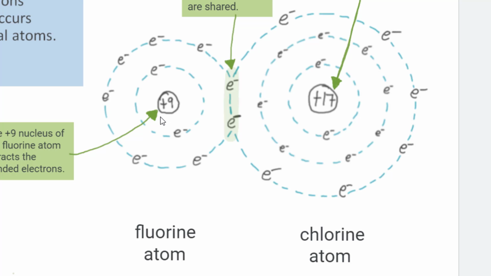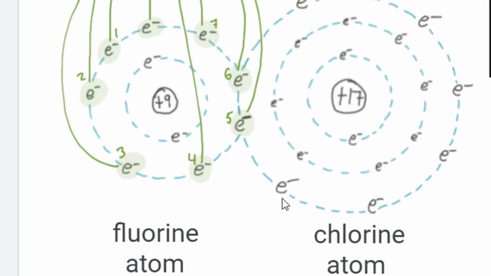We have a fluorine atom and a chlorine atom. The fluorine atom protons in the nucleus, 9 of them, are pulling on the shared electrons. And in the chlorine atom, the 17 protons in the chlorine nucleus are also pulling on the shared electrons. The number of valence electrons that chlorine had to begin with are 7, and the same with the fluorine atom. And they are sharing 1 electron from the valence shell with each other, and that creates 8 valence electrons for each of them. Let's look at that a little closer.